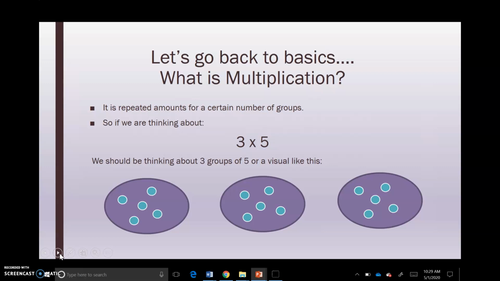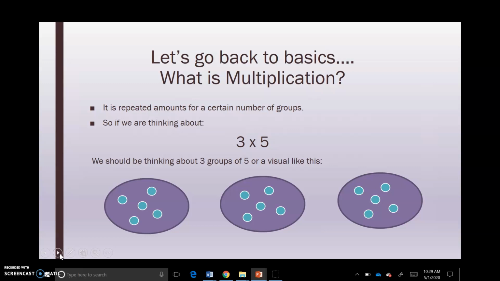So let's just talk about what multiplication is. It is a repeated amount for a certain number of groups. So if we're thinking about 3 times 5, go back to maybe 3rd grade, and you should be thinking about it being 3 groups of 5. And this is what we did in 3rd grade, right? You drew the visual. You have 3 groups, my 3 circles, and I put 5 in each one. How many do I have altogether, right? And it's repeated addition, as we've talked about already.